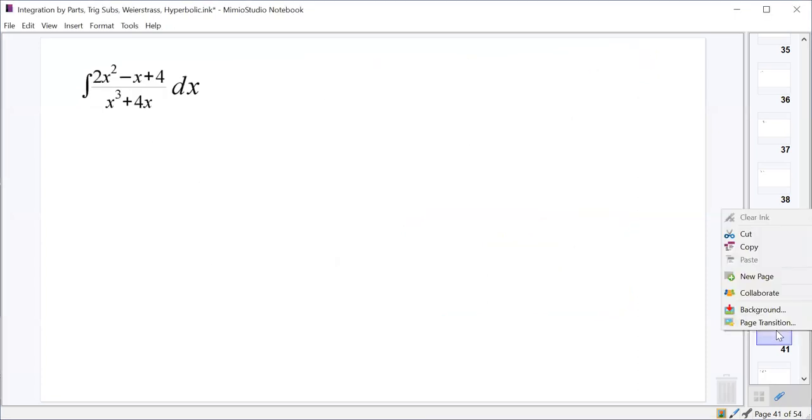All right. So let's take a look here. 2x squared minus x plus 4 over x cubed plus 4x. So first question: is it a rational function? Yes. Is there a simple u substitution that we can use? Can I substitute out that denominator? And is it easy to get the numerator if I do that? Yeah, it doesn't look like it. Second question: is the degree of the numerator more than or equal to the degree of the denominator? Again, no, so we don't want to divide, so we just need to factor that denominator out.